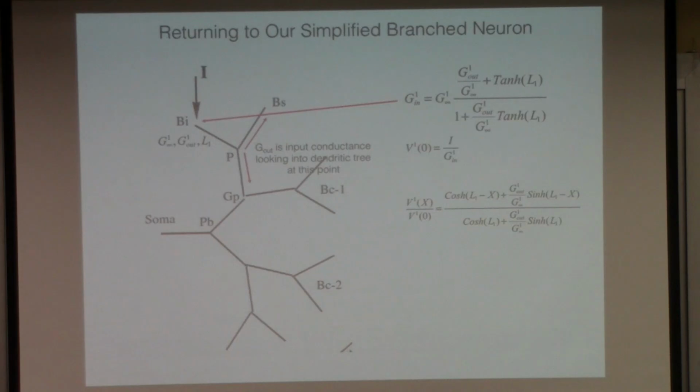So you just do this. You just sweep through the dendritic tree and you compute the output conductance looking into each of the nodes involved until you march all the way back here.